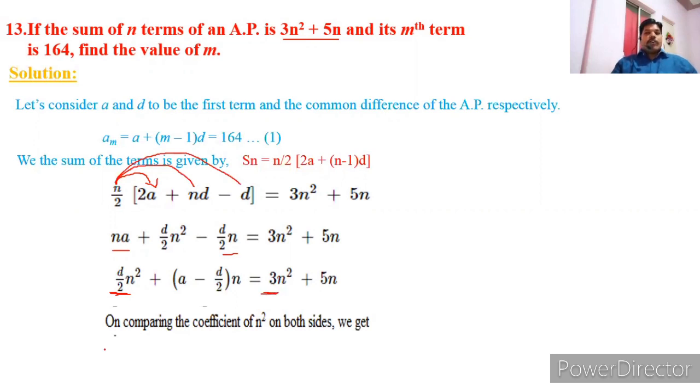What is the n square coefficient here? 3. So on comparing the coefficient of n square on both sides, we get d by 2 is equal to 3. So this value you can write as d is equal to 6. D value is 6. So all understand, students? I am using this condition, just taking the coefficient of n square, so we are getting the d value.